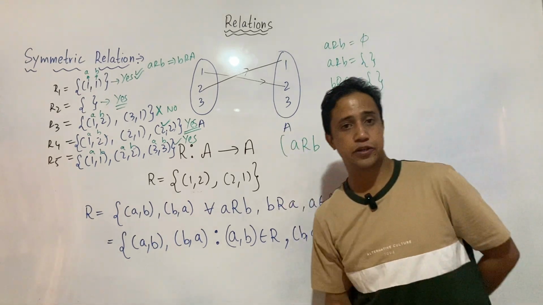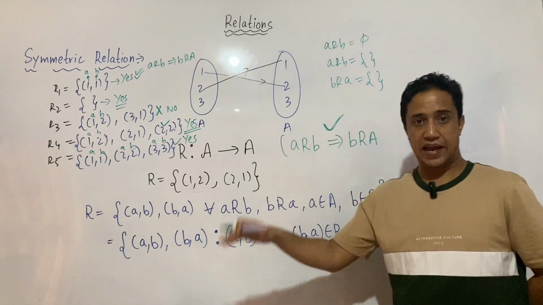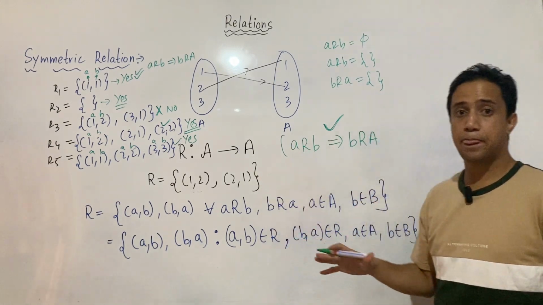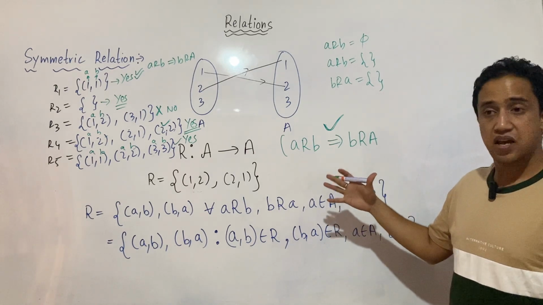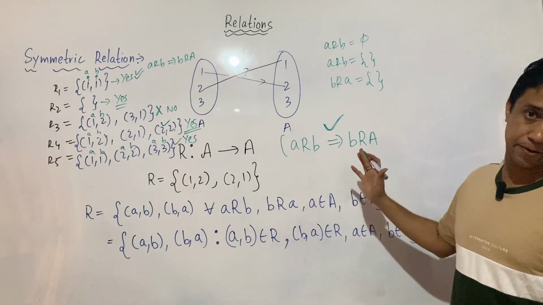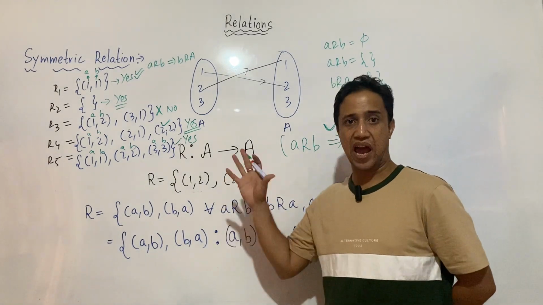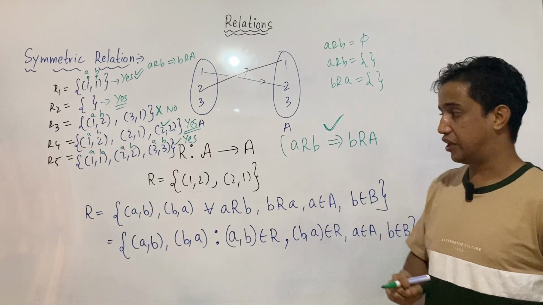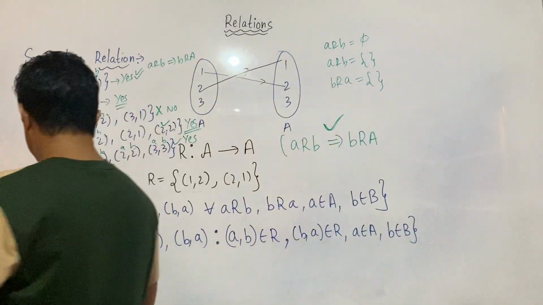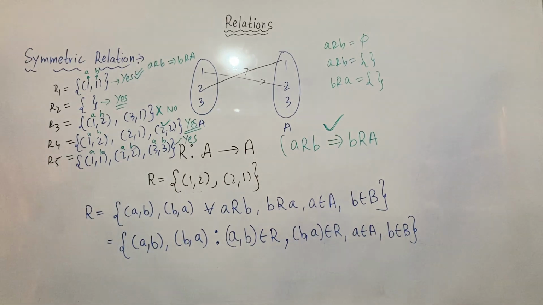So this is a symmetric relation, which says that if A is related to B, then you must have B related to A. Understand? I hope you have clarity on symmetric relation. Okay, now let's go to the next one.